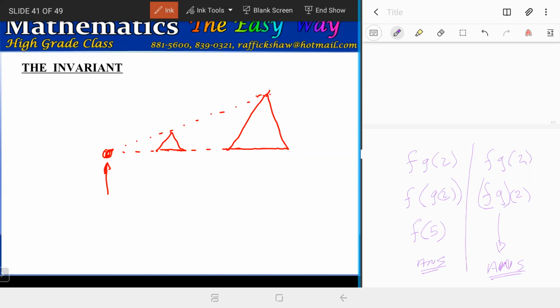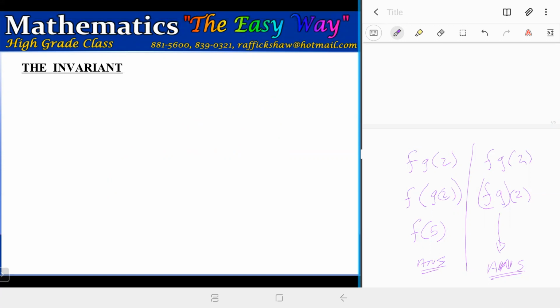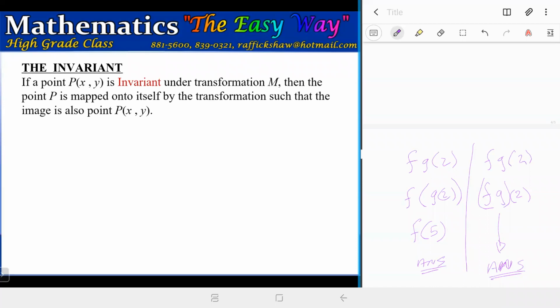So the center of rotation and the center of an enlargement are invariant points. Points on a mirror line are invariant points. Those are given. We can also calculate invariant points by calculation. It's only one time over the years that CSEC gave a question with that.